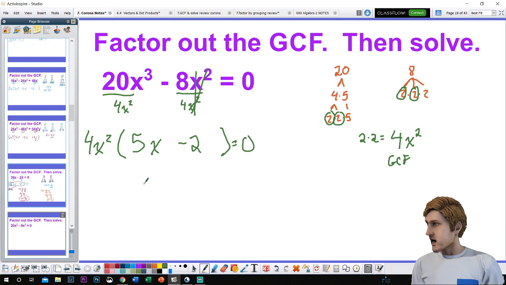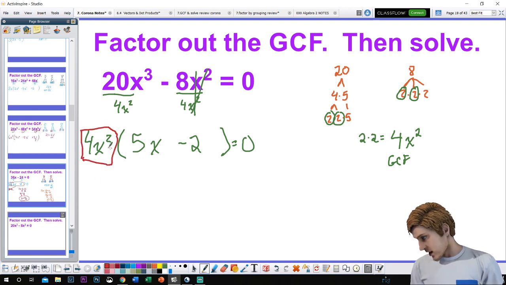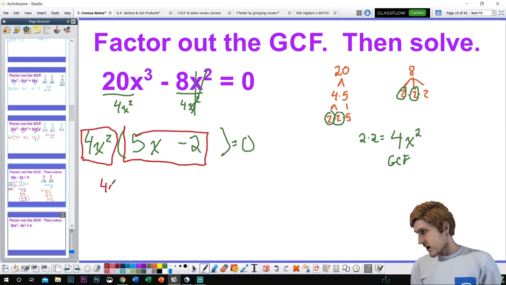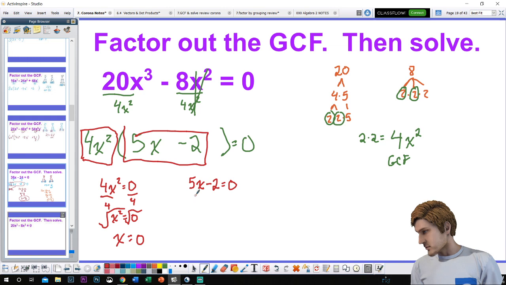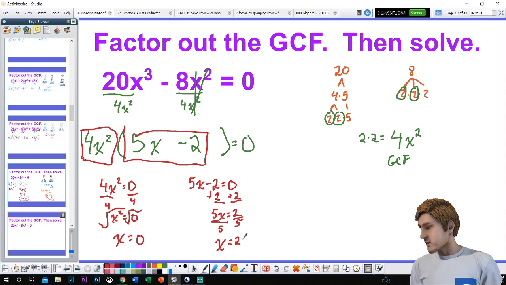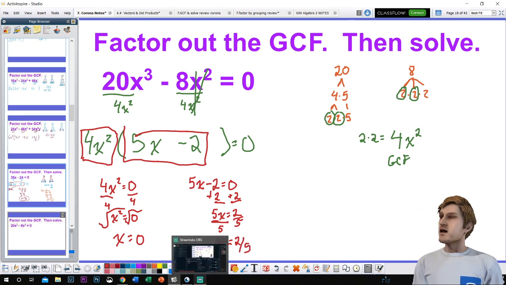Now, just like before, we're going to set each of these boxes, this one and this one, equal to 0. I know my drawing's beautiful, isn't it? So I've got 4x squared equals 0, and 5x minus 2 equals 0. Then we're going to solve each of these. So I divide by 4, square root both sides, and you get x equals 0 here. Over here we'll add 2, divide by 5, and we get 2/5, or 0.4. And that's it. That's my answer.